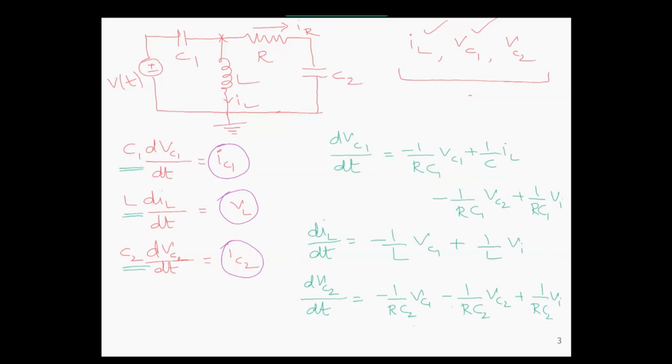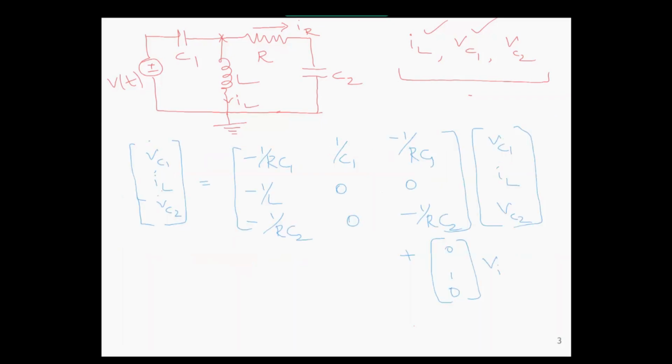And dIL by dt is equal to minus 1 by L VC1 plus 1 by L VI. dVC2 by dt is equal to 1 by RC2 VC1 minus 1 by RC2 VC2 plus 1 by RC2 VI. This can be written in matrix vector form. So this is the matrix vector form.